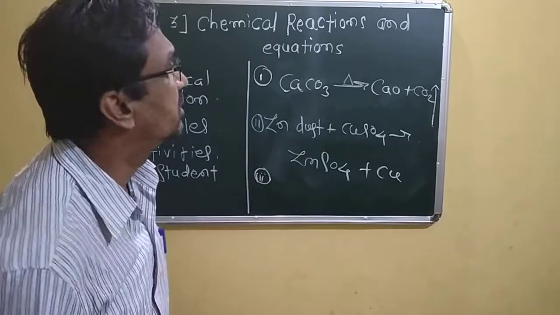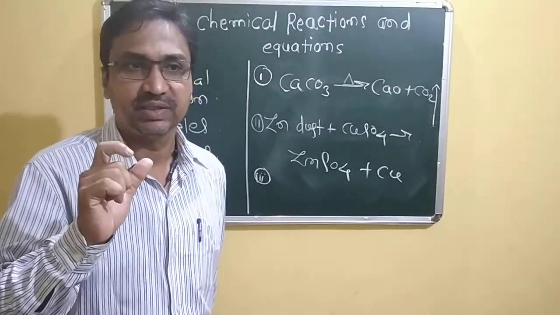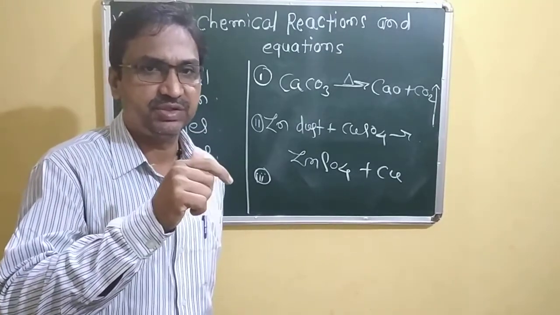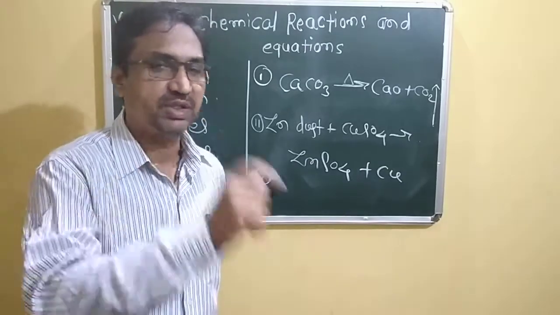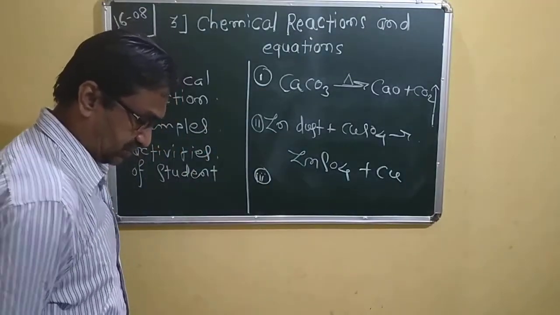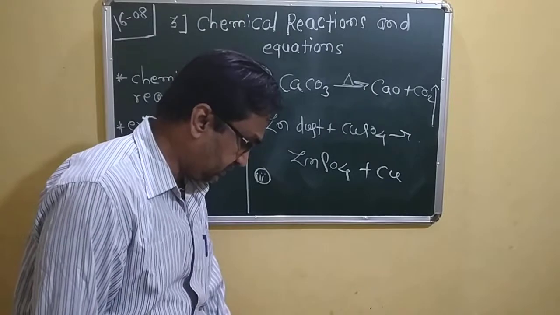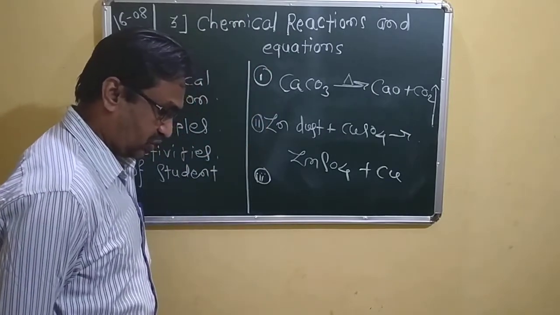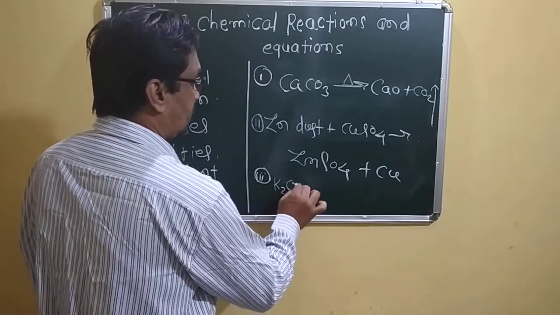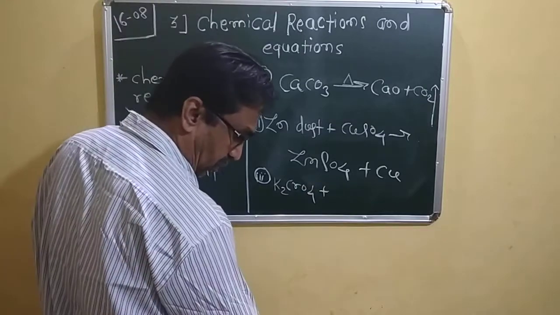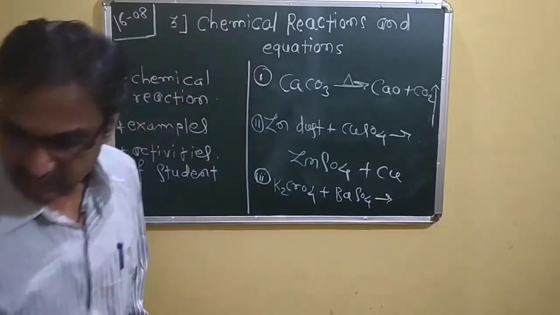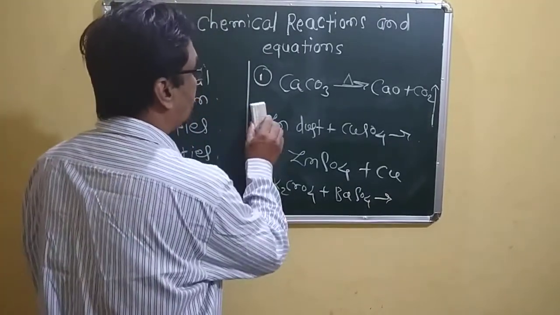Here we are not seeing a reaction, here we see the activities only. What changes take place, whether the color changes, whether the temperature changes, whether the state changes. These things we have to observe by doing this reaction. The third one is to add a potassium chromate solution to barium sulfate solution. This is the third one.